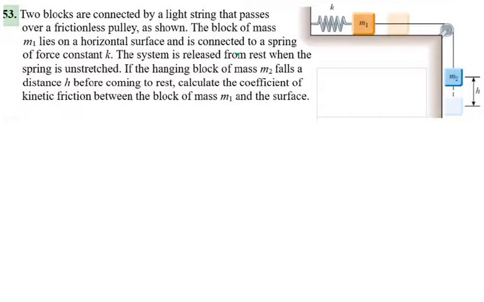So we have two blocks connected by a light string that passes over a frictionless pulley as shown. The block of mass M1 lies on the horizontal surface and is connected to a spring of force constant K. The system is released from rest when the spring is unstretched. If the hanging block of mass M2 falls a distance h before coming to rest, calculate the coefficient of friction between the block of mass M1 and the surface.